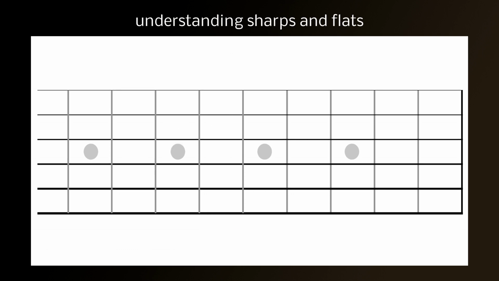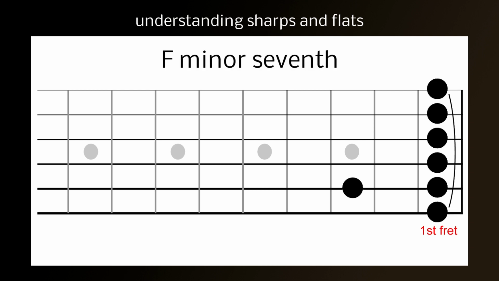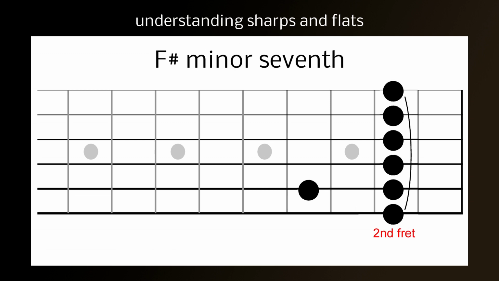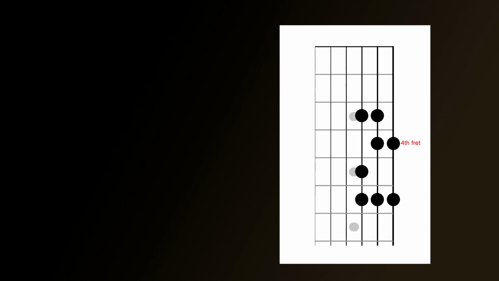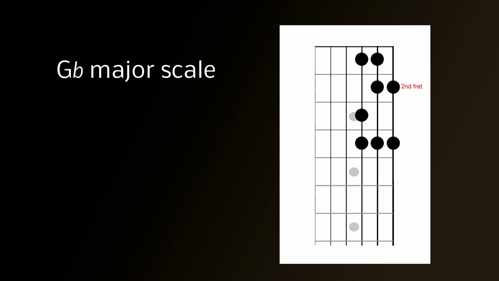And this rule doesn't stop with the majors and the minors. If you were to take, for example, an F minor 7th in the 1st fret and take it up by a fret to the 2nd fret, it would be F sharp minor 7th. And this rule even applies to scales. So if you know the G major scale, which starts on the 3rd fret, if you play the same scale but starting on the 4th fret, it would be a G sharp major. Or if you take the same scale and start it on the 2nd fret, it would be G flat major.